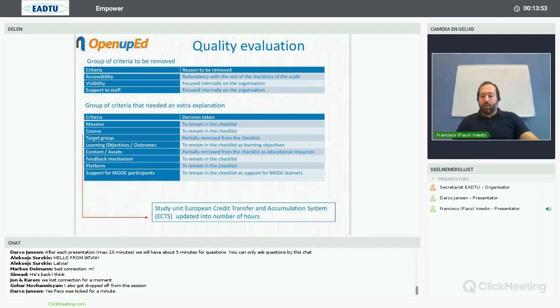So in order to select the criteria that were going to be included in the quality part of the audit, several meetings with an expert were organized to select the criteria to be removed, and those ones that needed some adaptation for the audit. That means that those related to accessibility or visibility or support staff were removed, since it's not the focus of the evaluation afterwards, and accessibility is covered by other parts of the audit, while talking about more classic accessibility. Other ones needed either to remain as they are, or partially remove some of the criteria that are part of them, or some renaming and some further explanation. For example, one example could be the course workload, where talking about the ECTS credit transfer, instead of using that we changed it into hours, so it can be understood everywhere.